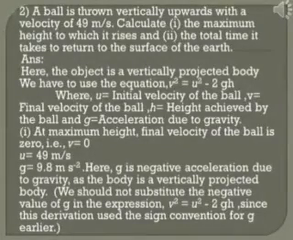First we have to find the maximum height reached by the ball. At maximum height, the final velocity of the ball is equal to 0. That is, v is equal to 0. Given that u is equal to 49 meter per second and g is equal to 9.8 meter per second square. Here g is negative acceleration due to gravity, as the body is a vertically projected body. But we should not substitute the negative value of g in the expression v square is equal to u square minus 2gh. Why? Because this derivation used the sign convention for g earlier.